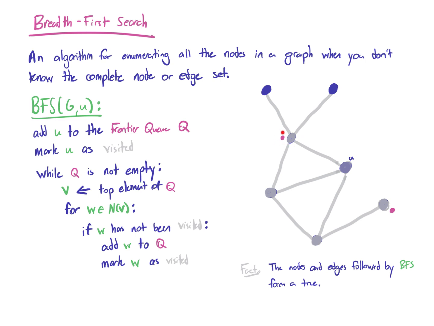Let's look at this node here. This node is on the frontier. Okay, I look at all the neighbors of this node. There are 4 of them, but this one and this one have already been visited. And so when I do this if statement, nothing is going to happen. There's 2 neighbors that have not yet been visited. And so for these 2 neighbors, I'm going to add them to the frontier queue. Okay, and I'm going to mark them as visited. And I'm going to remove my current node from the queue, all done.